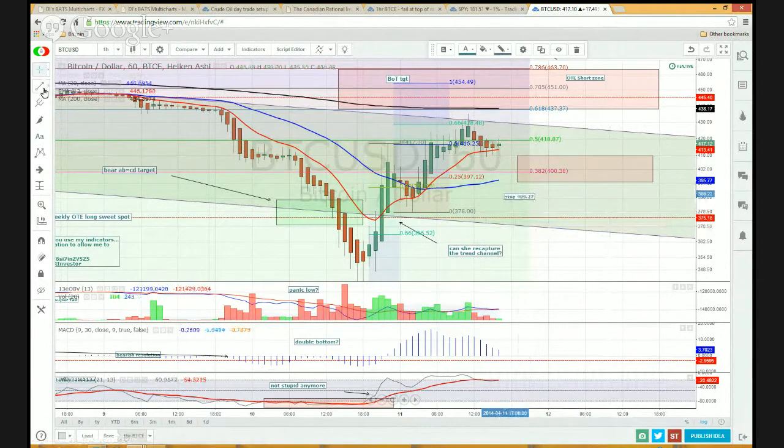So that's sort of what I see going on with the old Bitcoin, and the target on this little bot, believe it or not, if she can get her act back together, is 454.5. So that's interesting. And here's my good old OTE short sweet spot, 451.